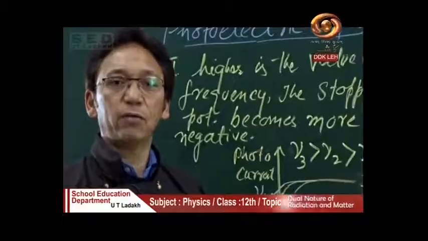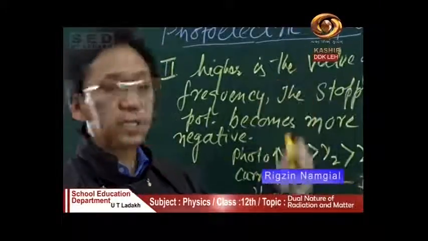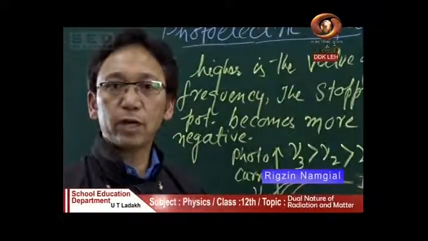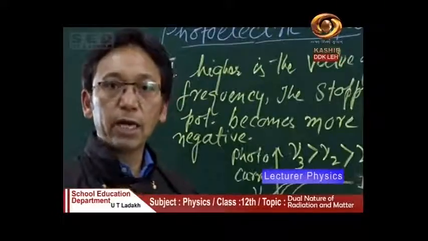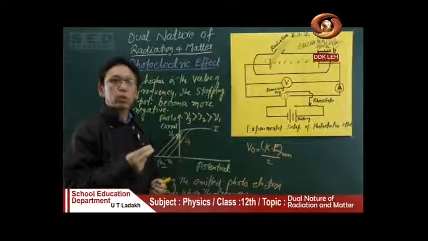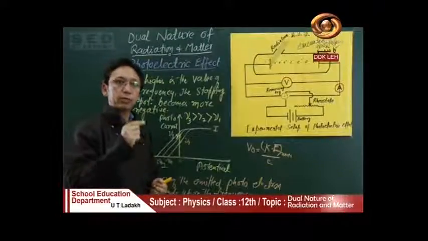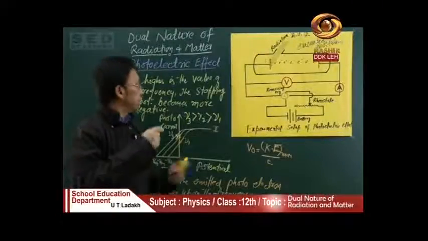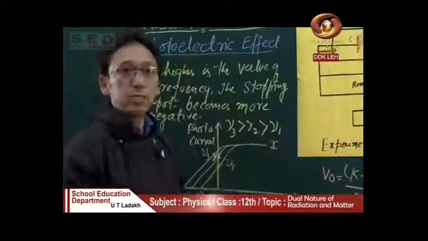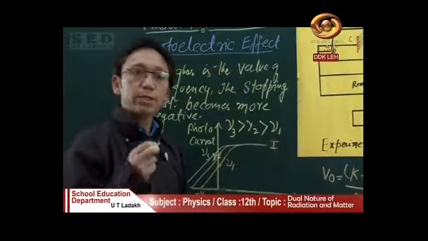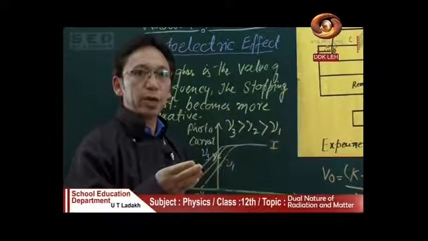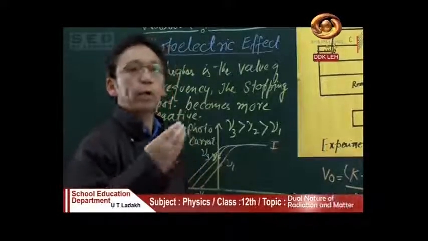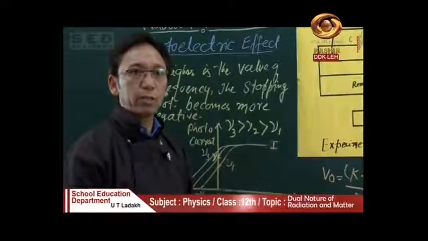So far we have done 3 experiments in this photoelectric effect. The first one is variation of photoelectric current with the intensity, and the second is the effect of potential of plate A with respect to the cathode C on the photocurrent. And in this third case, we have seen the change in the frequency of the incident radiation and the photoelectric current. This is what we have done so far.